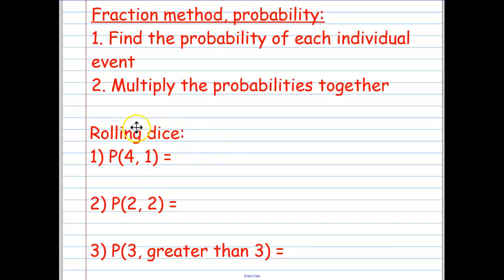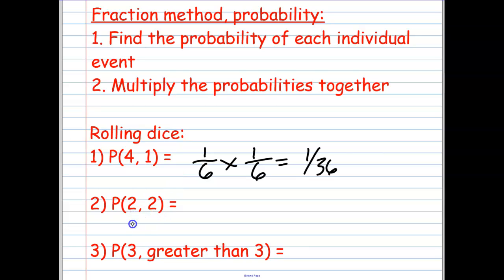All right, probability of rolling a 4 and then rolling a 1 on a die. Probability of getting a 4 is 1 four out of 6 total. Probability of getting a 1 is 1 one out of 6 total. And we multiply those together and we find there is a 1 in 36 chance of first rolling a 4 and then rolling a 1.